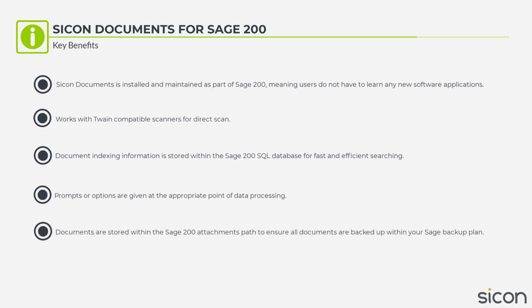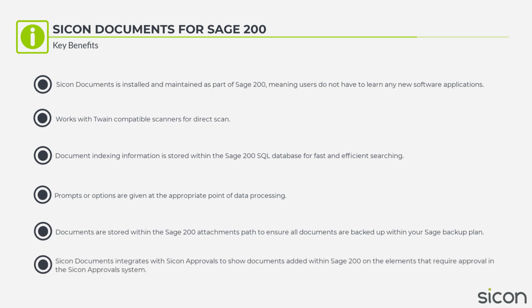Documents are stored within the Sage 200 attachments path to ensure all documents are backed up with your Sage backup plan. Sicon Documents integrates with Sicon Approvals to show documents added within Sage 200 on the elements that require approval in the Sicon Approvals system.